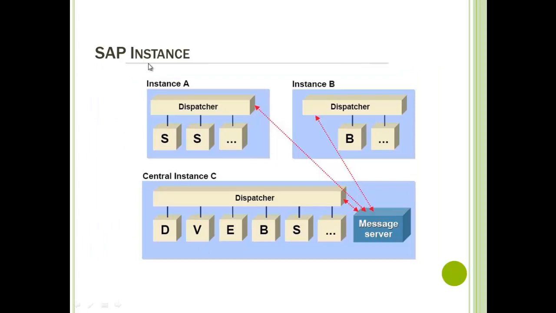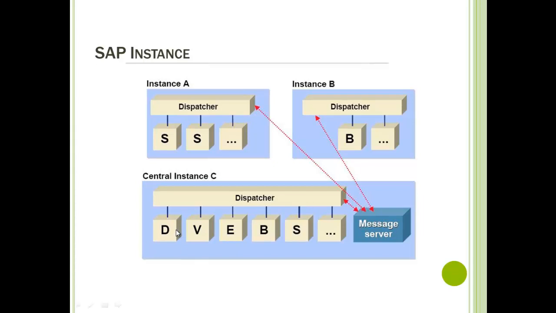Here you can see the SAP instances. Each SAP instance will have its own dispatcher. You can see this in more detail in the application server. Let's say this is our central instance and this is the message server. In the central instance, what we have additionally is the message server. The message server interacts with each dispatcher. The dispatcher dispatches the work. Its job is to take the command from the message server when there is a request from some SAP GUI.